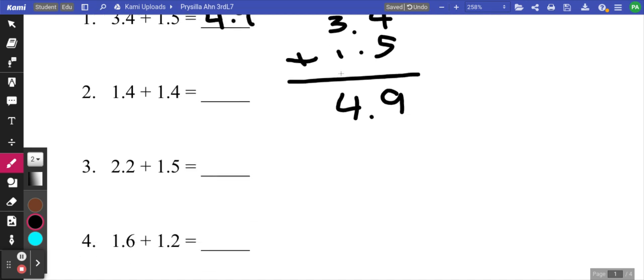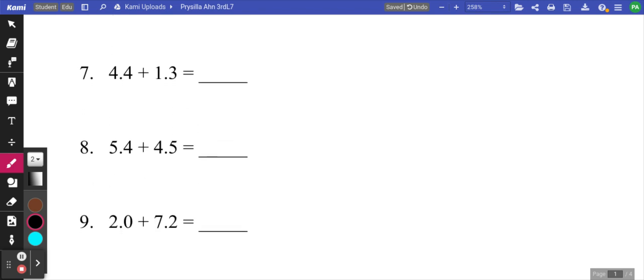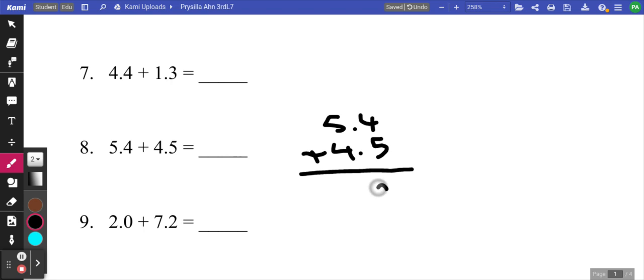Let's try that one more time. Let's try with something a little bigger, maybe something like number 8. So 5.4 plus 4.5. Let's just add first. 4 plus 5 is 9. 5 plus 4 is 9. And there's only 1 decimal in today's equation, so we're just going to put 1 decimal there. So your answer is 9.9. Very simple, very easy.